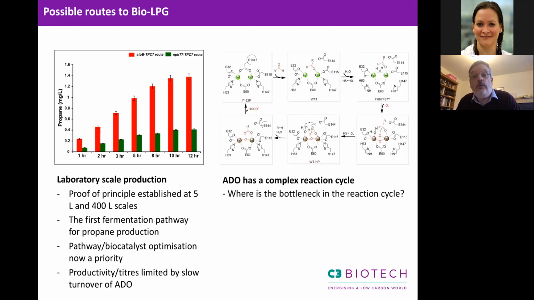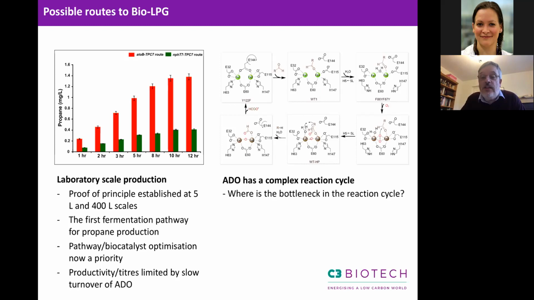The titer is dependent on the metabolic route followed, as indicated by the red and the green bars. Beyond these proof of concept studies at lab scale, exploratory 5 and 400 liter scales have also been demonstrated, and the low titer is clearly a challenge, in part due to the very low activity of ADO. We've engaged in both directed evolution and rational engineering studies of ADO, but improvements in catalytic activity here are hard won and hindered by the fact that we're still unsure what is limiting in the overall catalytic cycle of this intriguing enzyme.